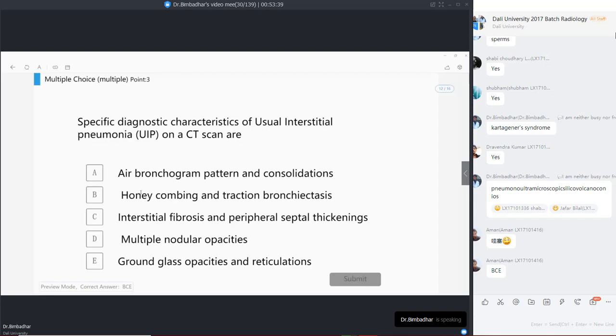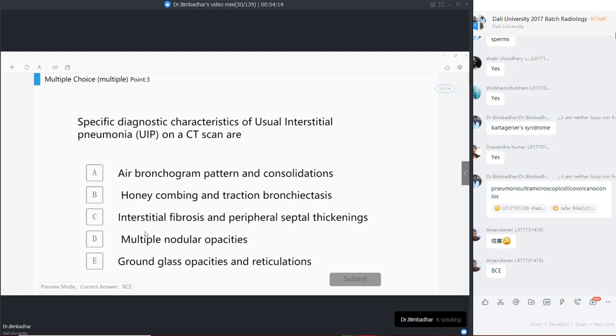Most of the people should know this. Let us try to differentiate what exactly we know about this one. Air bronchogram pattern and consolidations, yes, it indicates pneumonia. So obviously this is usual interstitial pneumonia, but the pneumonia I'm talking about with air bronchogram pattern is an alveolar pneumonia, so it's not. Next one, honeycombing, traction bronchiectasis. Yes, since it is interstitial pneumonia, honeycombing and traction bronchiectasis should be the characteristic features. Next, interstitial fibrosis, peripheral septal thickenings.